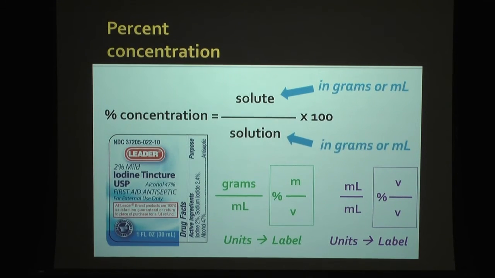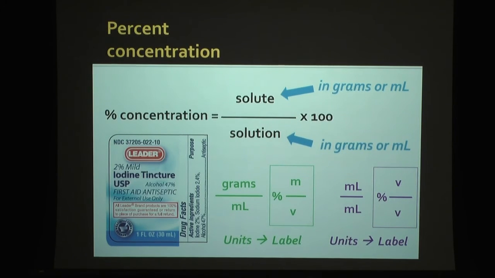So you see your iodine tincture. A couple things there. You see at the top it says 2% mild. So this is a relatively low concentration of iodine. And then it says alcohol 47%. So there's already a couple percentages right there. This solution contains 2% of something and 47% of alcohol. And then on the drug facts it says iodine 2%, sodium iodide 2.4%, alcohol 47%. So you've got all kinds of percentage information there.